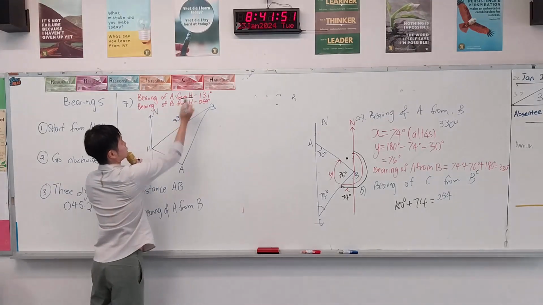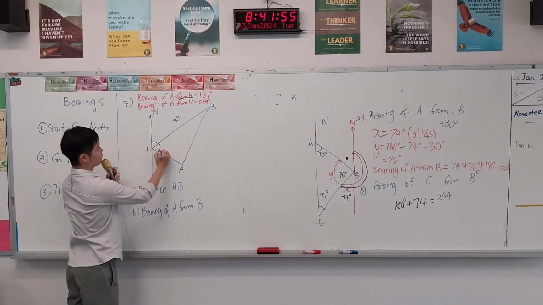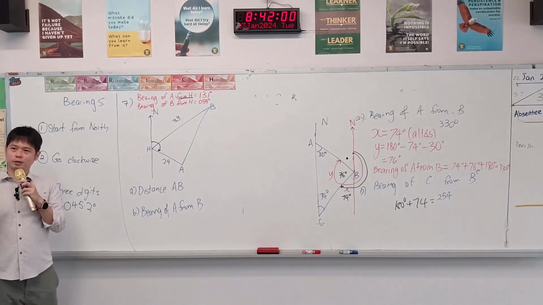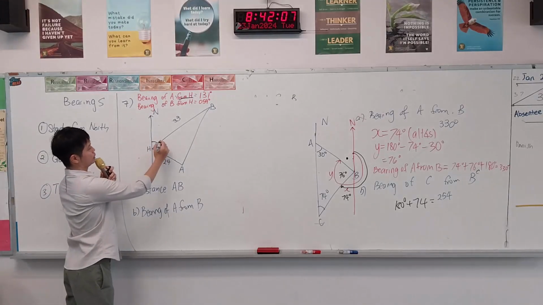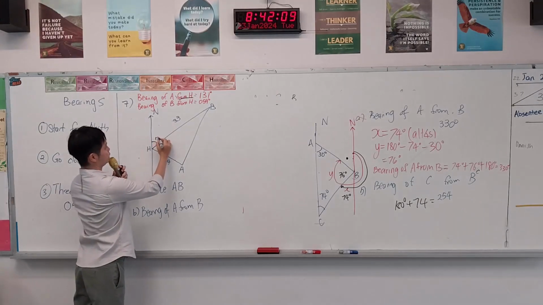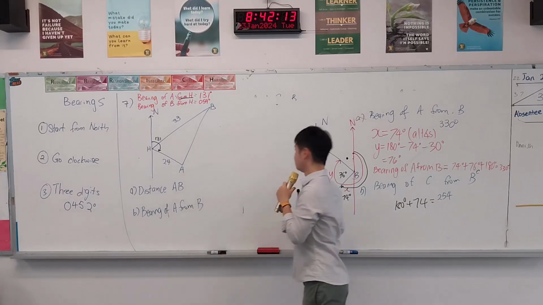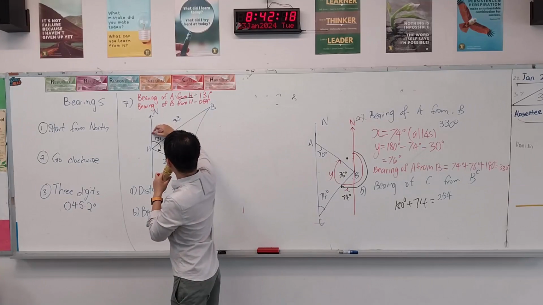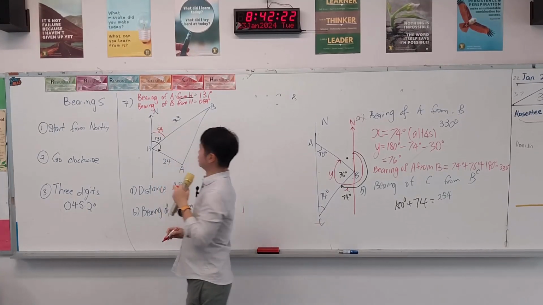From H goes to A. So from H, I go to A. Can you all see how I draw it? Don't draw very big, just draw nice, cute, or normal size one can already. Like this. So from H, I go to A. This is 131. Next, from H, I go to B, that is 54.